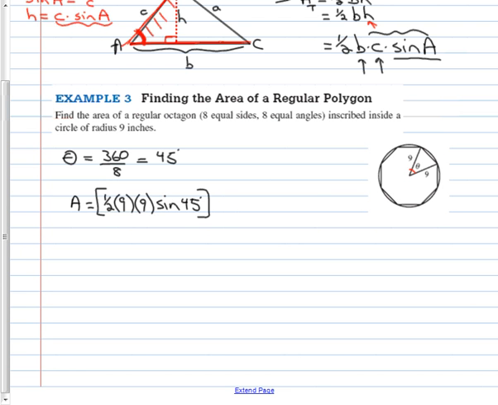If I wanted the whole octagon, what would I do then? Times 8. Or if you wanted to shorten it down, 1/2 of 8 is 4. 4 times 9 times 9 times sine of 45. What's the area of the octagon? Exactly 229.1 square inches. So just using a new area formula.